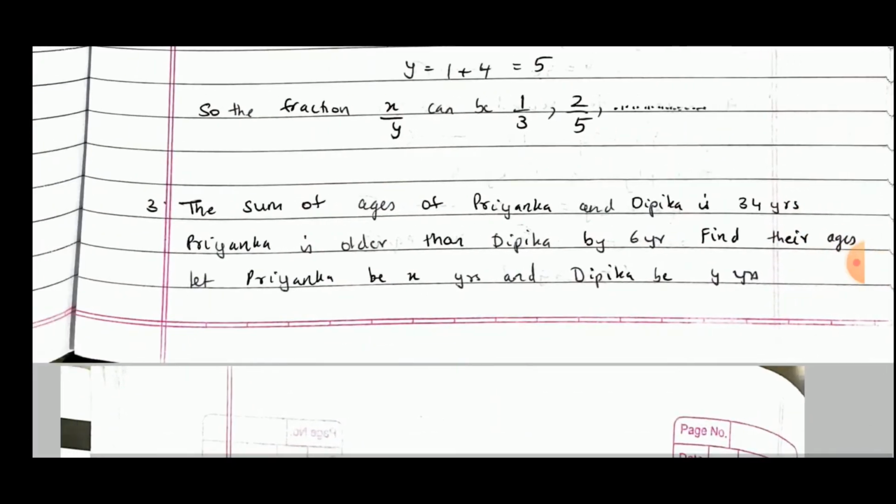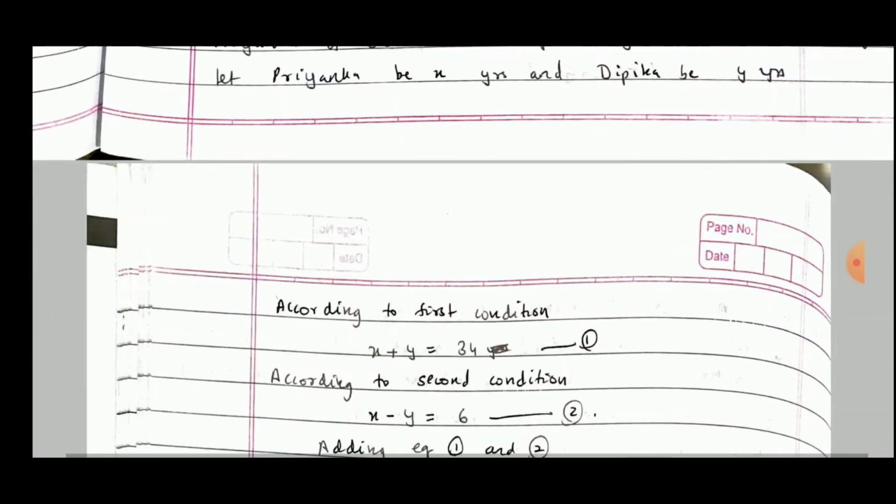Now see the third sum. The sum of the ages of Priyanka and Deepika is 34 years. Priyanka is older than Deepika by 6 years. Find their ages. Now let Priyanka's age be x years and Deepika's age be y years.